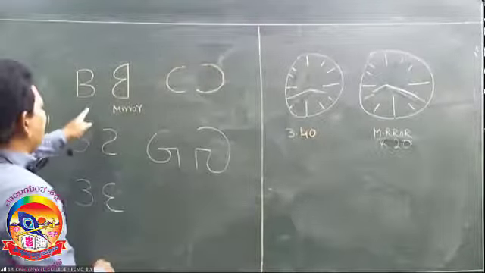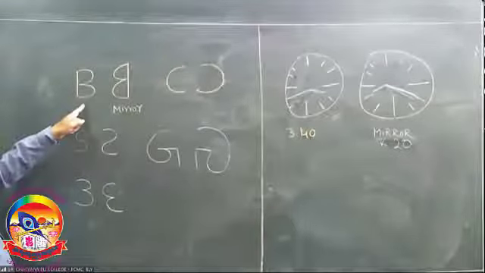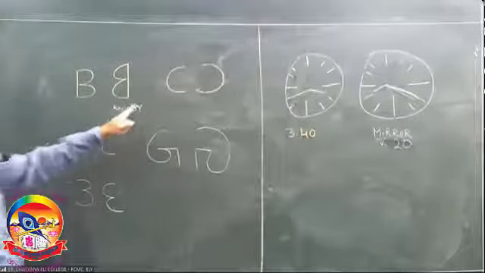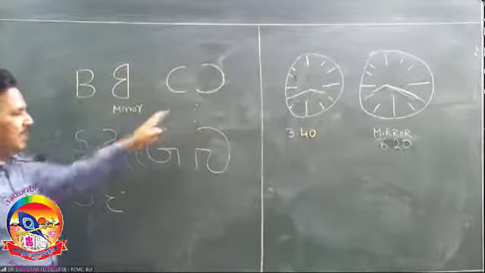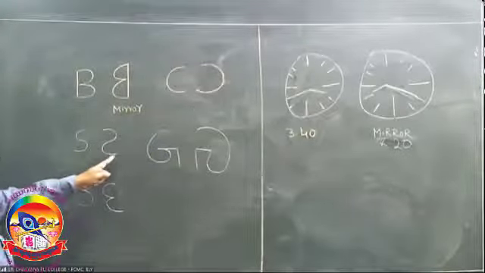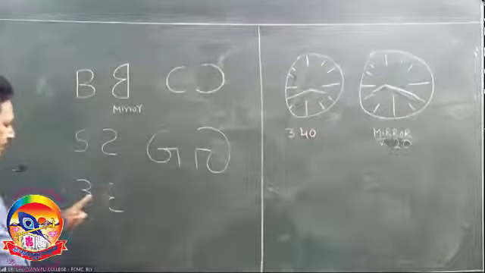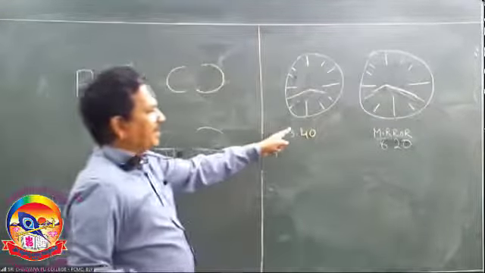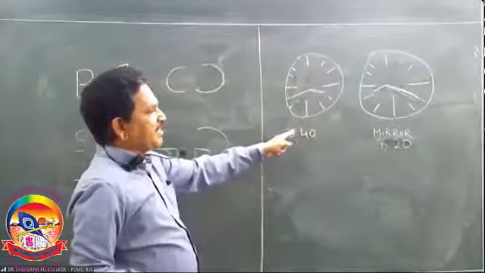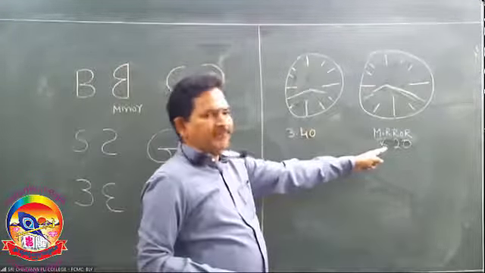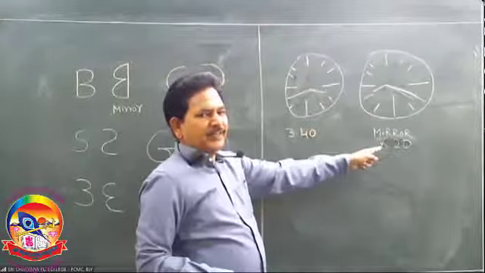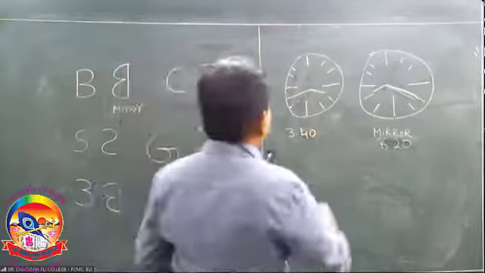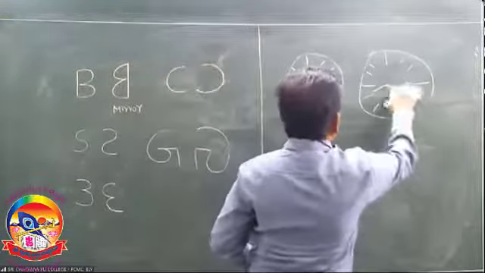If I see a letter inside the mirror, lateral inversion takes place. B appears to be like this. C appears to be like this. S appears to be like this. G appears to be like this. 3 appears to be like this. If the time is 3:40, and I see the same time inside the mirror, it appears to be 8:20. One more example.